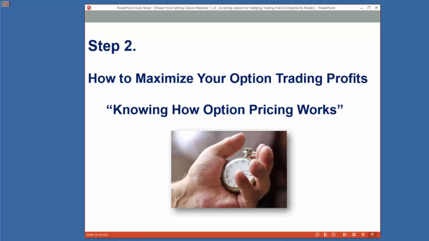So you have to understand that it is like a coupon and that you need to be aware of that time. So then step 2 is, well then how do you maximize your option trading profits? And knowing how the option pricing works is what you really need to understand these concepts in order to see how it all flows together.